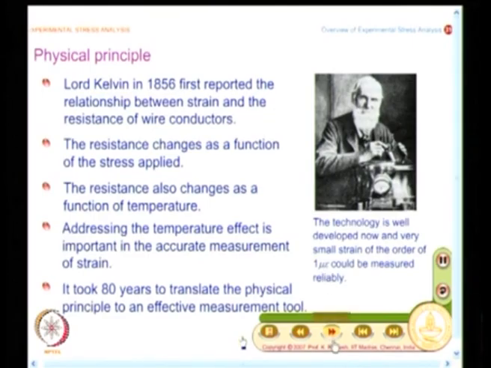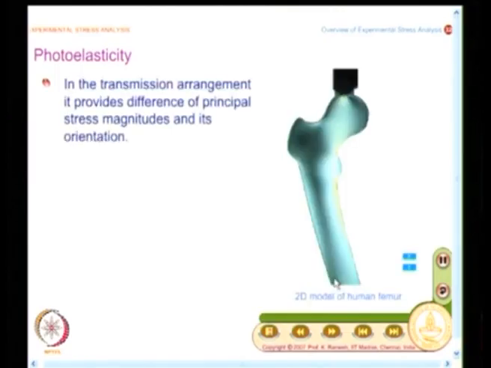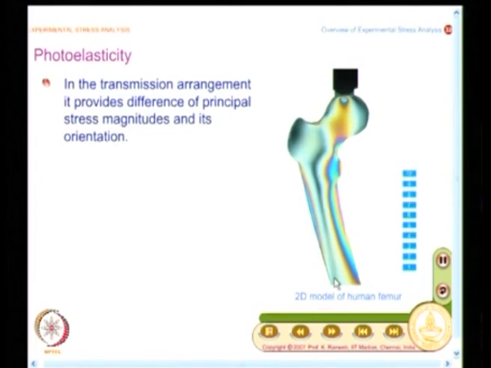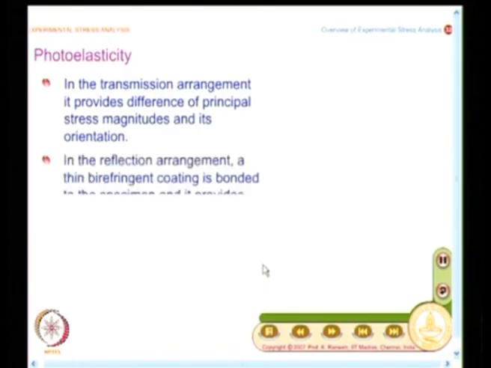Then we move on to photoelasticity, and though in this course we will study photoelasticity in detail, right now we will confine our attention only to the physical principle, and also bring out that you have a transmission arrangement, and this we had seen in the beginning of the lecture also, that you have a 2D model of human femur which is analyzed by transmission photoelasticity, and you also have a reflection arrangement, and the reflection arrangement is useful for prototype analysis.